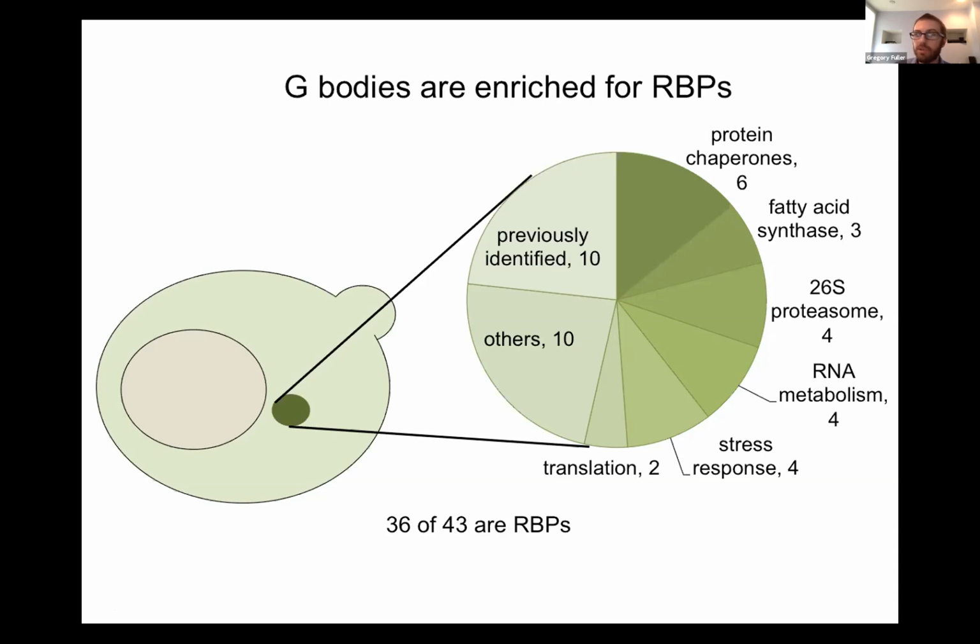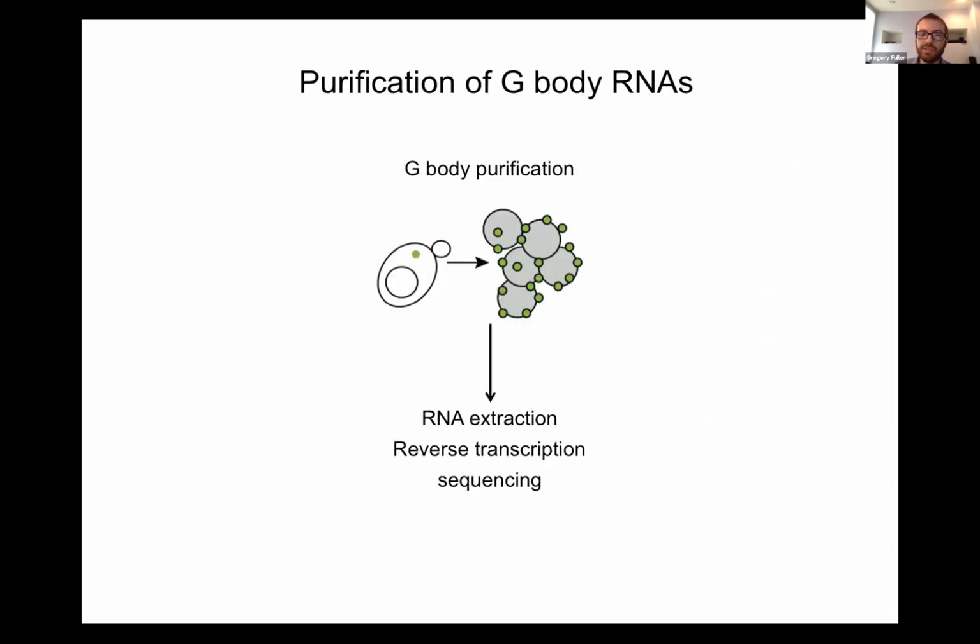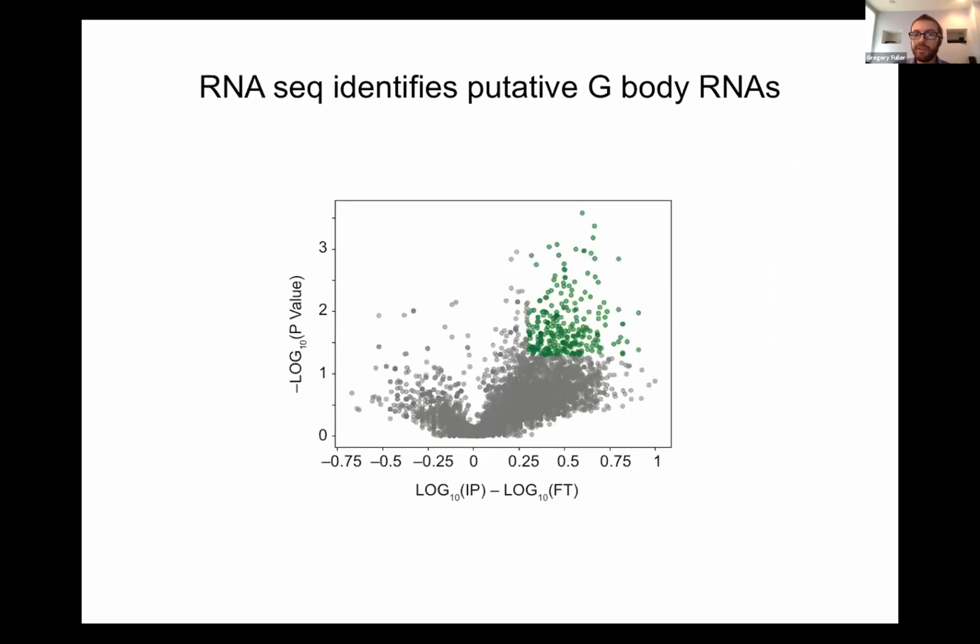So we wanted to purify RNAs from G-bodies to characterize RNAs in these granules. And so we used the same purification procedure, only this time extracted RNA and sequenced the G-body associated RNAs. By comparing the RNAs that came through in the flow through to the RNAs co-purifying with G-bodies, we were able to determine a subset of RNAs that we deemed to be high confidence G-body RNAs.